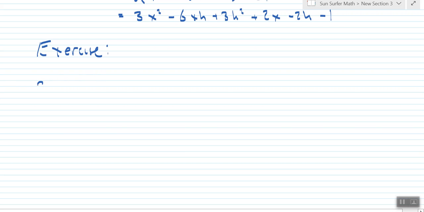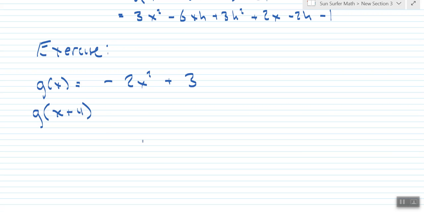So let's take the function g of x, and let's say that it is negative 2x squared plus 3. And let's evaluate this at g of x plus 4. Okay, stop the video for a moment. Okay, let's see how you did.